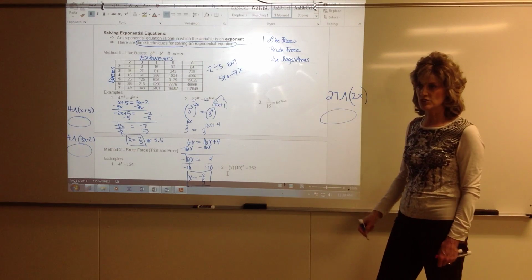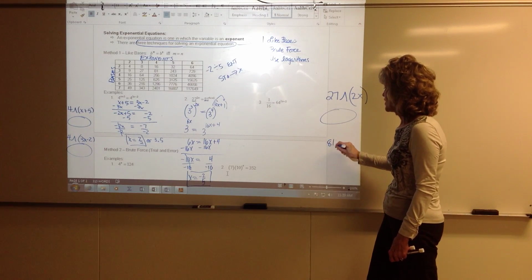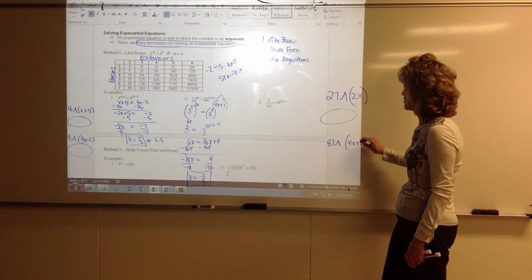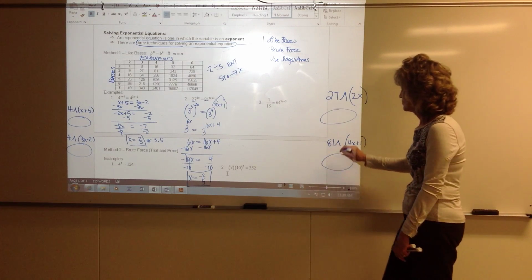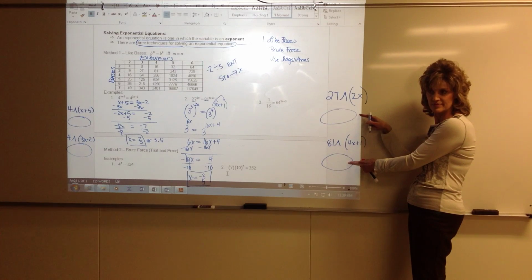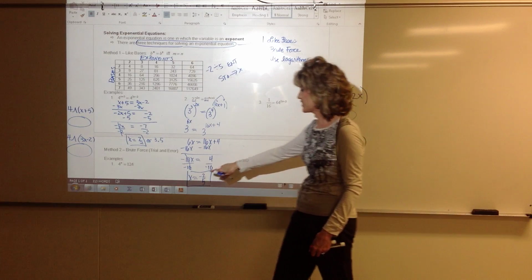Keep that number on your screen. Then type in 81 raised to the entire exponent of 4x plus 1. You have to put it in parentheses. Check it. Do these numbers mean the same thing? You got the same value. That tells you you found the correct value of x.